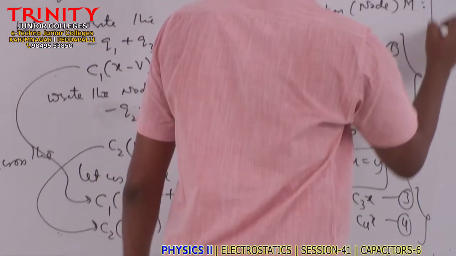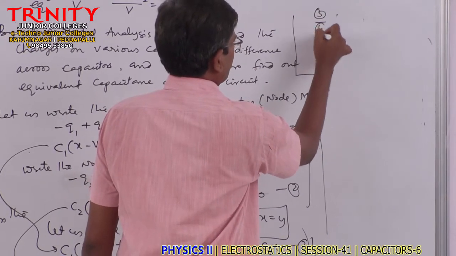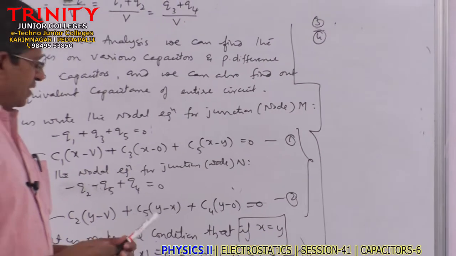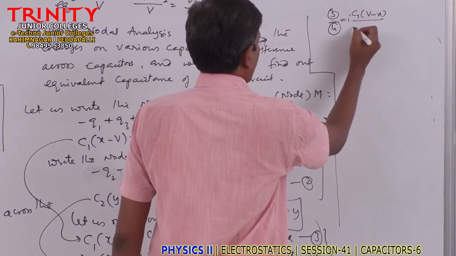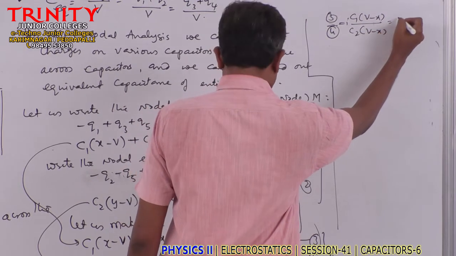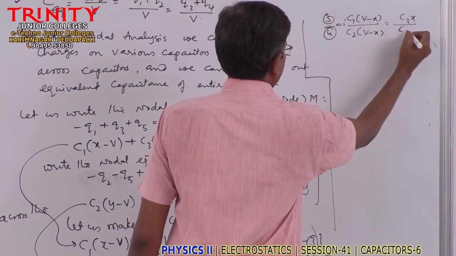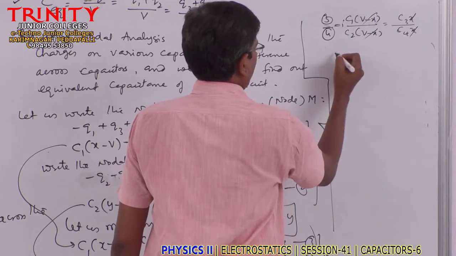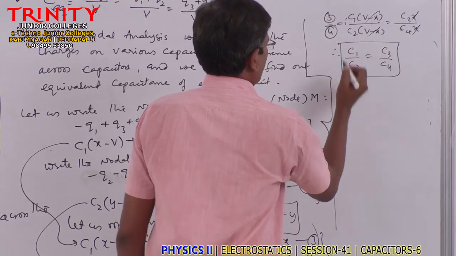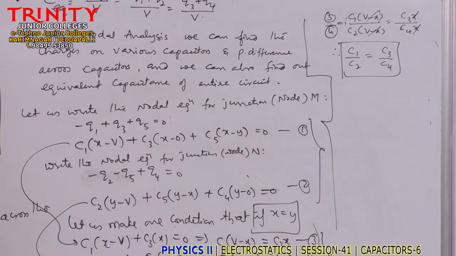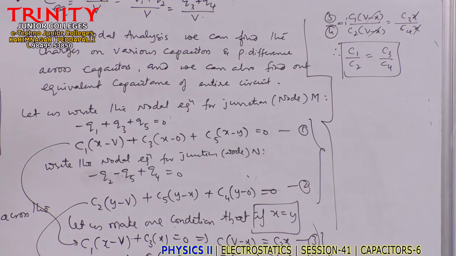Now what I do is I divide 3 by 4. And then what you will get is C1 into V minus X by C2 into V minus X is equal to C3X by C4X. X cancel, V minus X cancel, so C1 by C2 is equal to C3 by C4. So if you come back to this circuit here, C1 by C2 will be equal to C3 by C4. So this condition is called Wheatstone bridge condition.